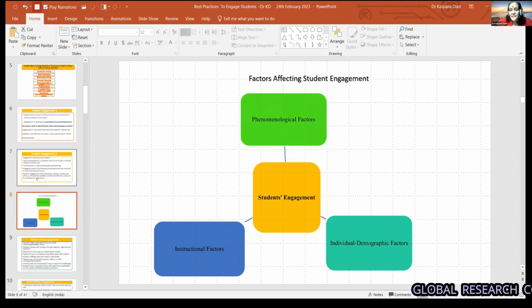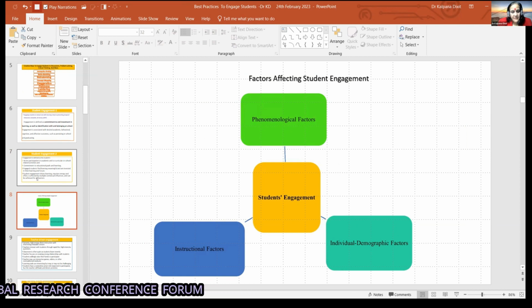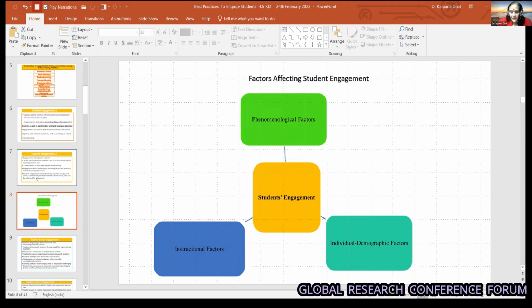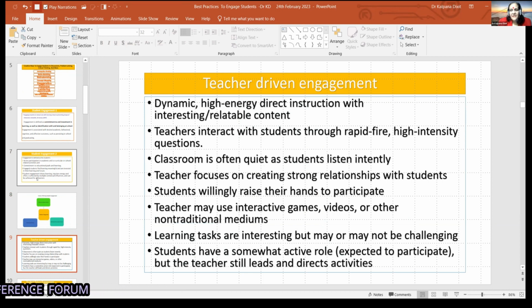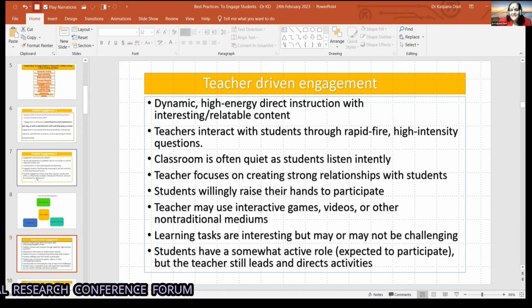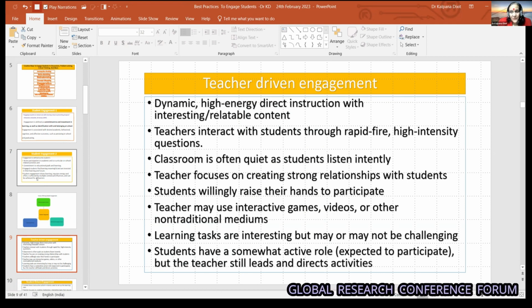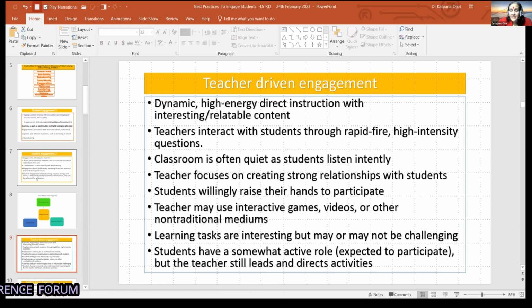Then the factors affecting student engagement: phenomenological factors affect student engagement, instructional factors affect student engagement, and individual demographic factors also. Teacher-driven engagement: how would teachers like to engage students? They should be dynamic, high-energy, with direct instruction and interesting and reliable content. They should prepare well before going to the classroom. They should present their content in such a way that they can create interest and motivation among students.